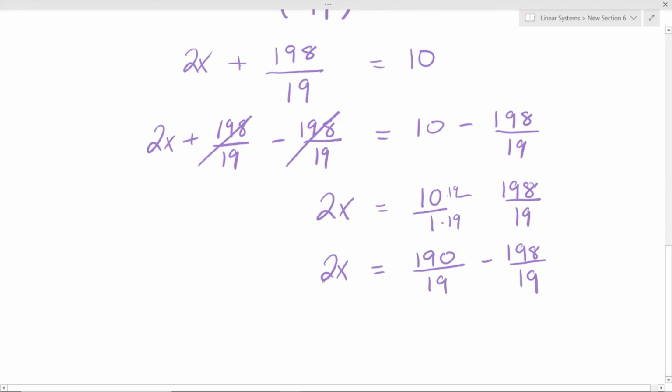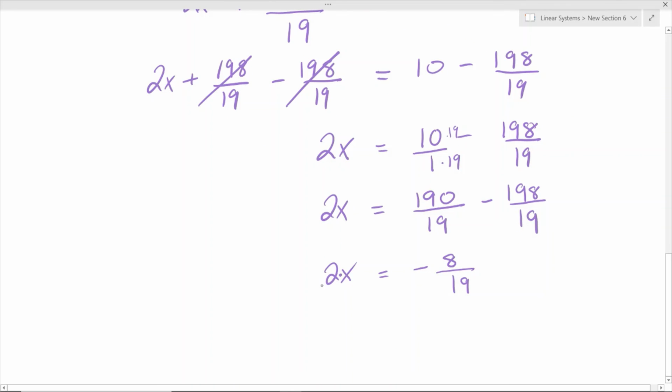And then from here, right, I'm going to divide by 2 later. I'm just going to simplify this fraction first. So still 2x. 190 minus 198 is going to give me negative 8 over 19. And then from here, I have 2x, right? I want to get rid of this 2. It's being multiplied to the x, right? Because 2x is the same as 2 times x. So I'm going to divide both sides by 2, basically apply the opposite. Dividing by 2 is the same as multiplying by a half, right? Because the 2 is in the denominator just like this, so it's the same thing.